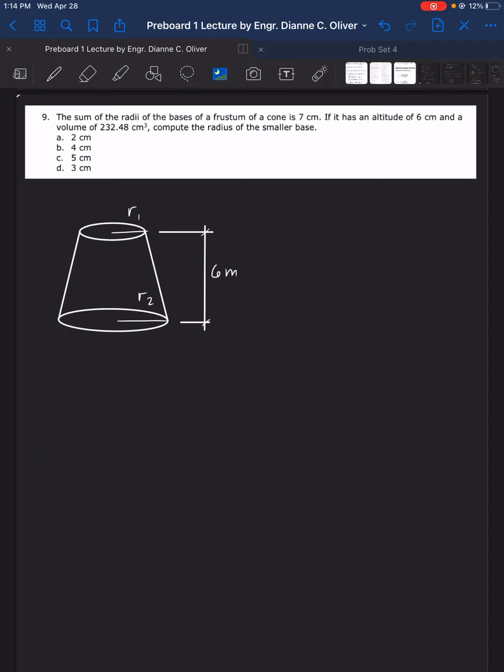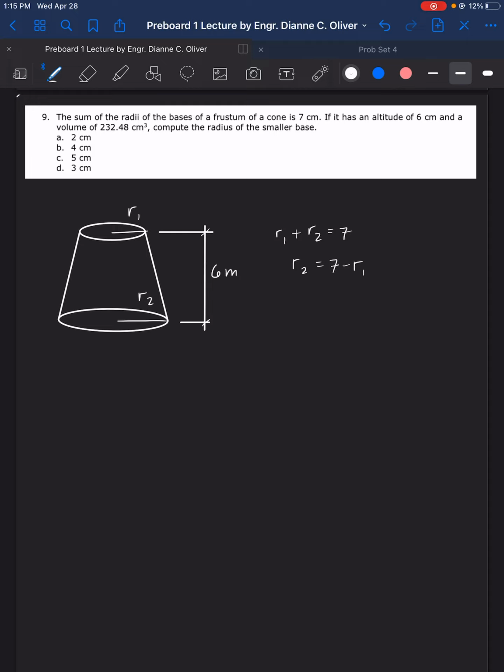So let's have the drawing. We have here now the frustum of a cone. So we have two circular bases, the smaller one and the bigger one. Okay, what we're looking for is the radius of the smaller base, and that is R1. Now the condition here is that the sum of the radii of the bases of a cone is 7. So R1 plus R2 is equal to 7. So R2 is equal to 7 minus R1.